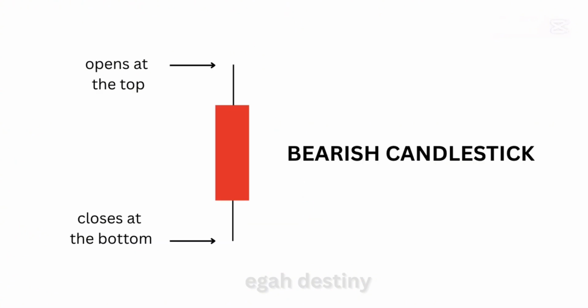Then for its bearish counterpart, it opens at the top and closes at the bottom. We understand that bearish means a push down of price, and everything coming down starts from the top. A bearish candle opens at the top and starts creating a push down. This means the candle eventually closes at the bottom.